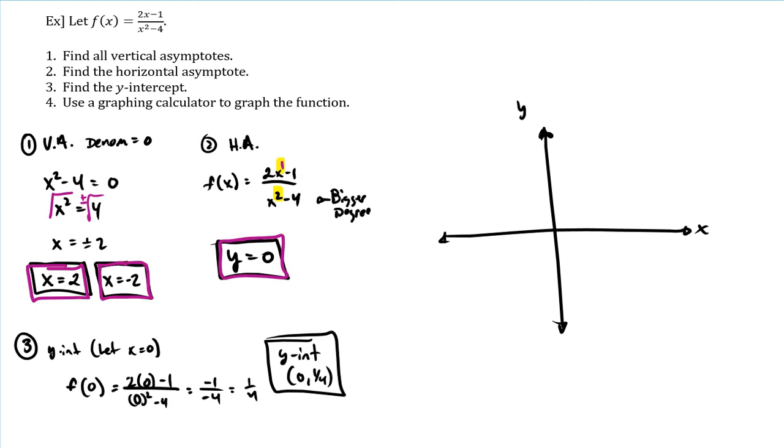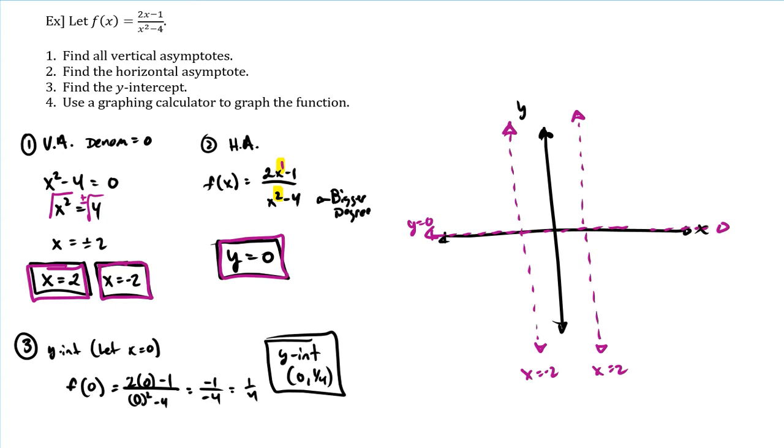Let me box those. Okay, so x equals 2, I'm just going to say is about here. And let's label it. There it is, x equals 2. And then the x equals negative 2 is, we'll say, about here. There we go. And then y equals 0 is right here. Okay, so let me mark it right there, y equals 0.